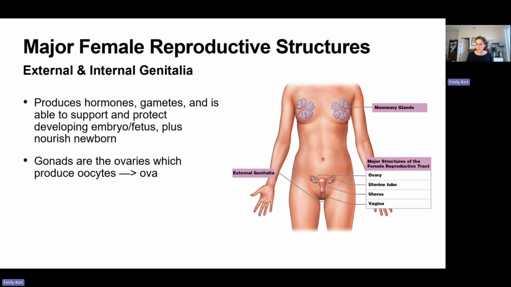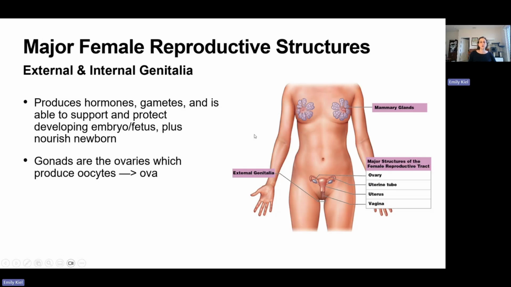This is going to produce hormones. It's going to produce gametes, similar to the male reproductive system. But we also have the ability to support and protect a developing embryo or a fetus and nourish the newborn. So external genitalia, we have internally the ovaries, the uterine tube, the uterus, and the vagina. And then the mammary glands as well are part of that female reproductive tract.